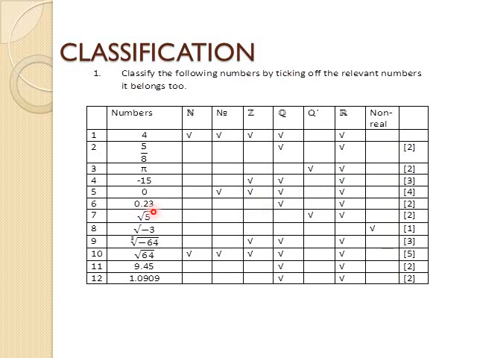0.23 is a finite value. It's terminating at 3. So therefore it's considered rational because I can write it as 23 over 100 and it's considered real. Square root 5. 5 is a prime number, not a perfect square. So straight away it's irrational and real.